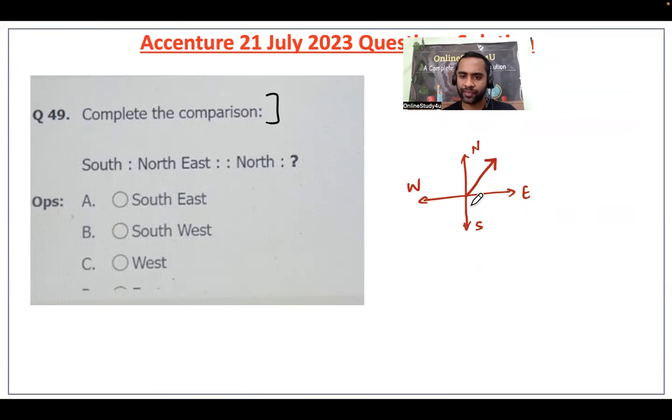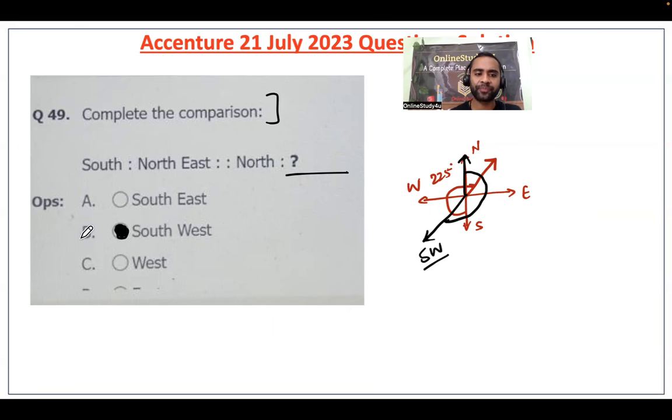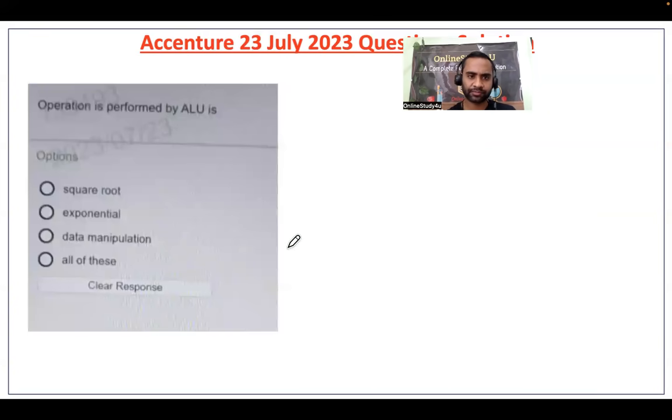Friends, clockwise if we see, it is 225 degree. Now next they're telling north. So north is where? North is here. Now from the north, we have to find out the missing one here. So clockwise 225 degrees. So this is 180 and 180 plus 45. That means this direction will be nothing but southwest. So southwest means option B will become the correct answer. Clear? Done.